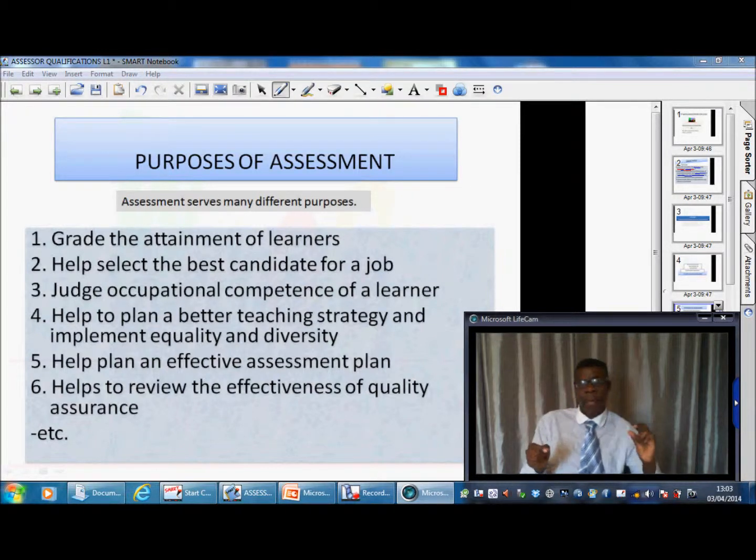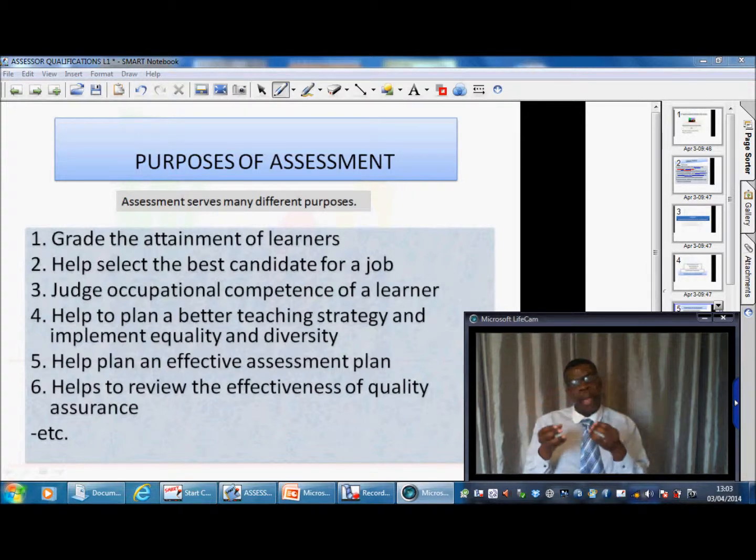And this also helps to raise confidence on the part of the learners, because it's a closure. They began a process, now they've got a grade, and they can take home the level. This is what I've achieved. So that also brings in some of the purposes of assessment. They are offshoots. One of the primary reasons is to grade attainment of learners.